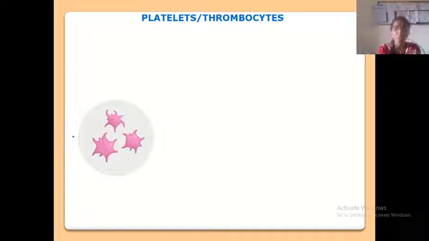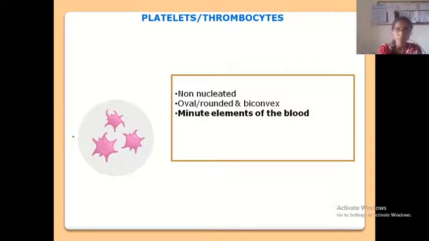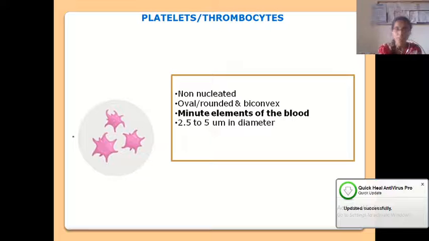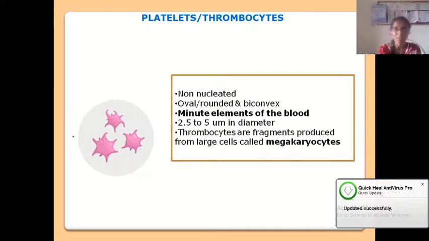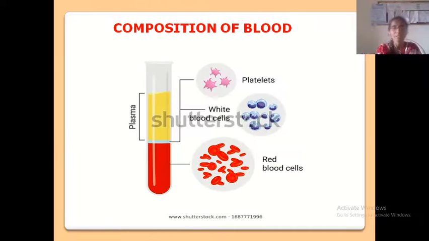Apart from this, the third type of cells present in the blood are called platelets, or thrombocytes. These are very minute elements present in the blood. Their shape is oval, rounded and biconvex. The nucleus is absent in these elements. The diameter is 2.5 to 5 micrometers, and these are formed by fragments produced from large cells called megakaryocytes.